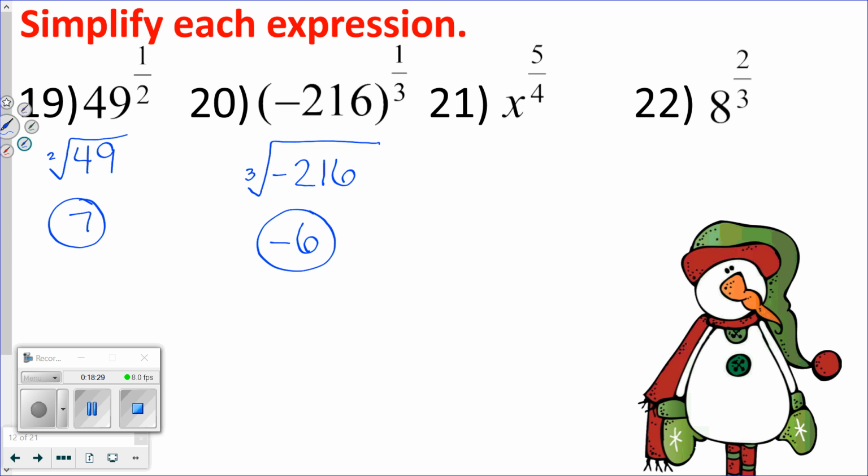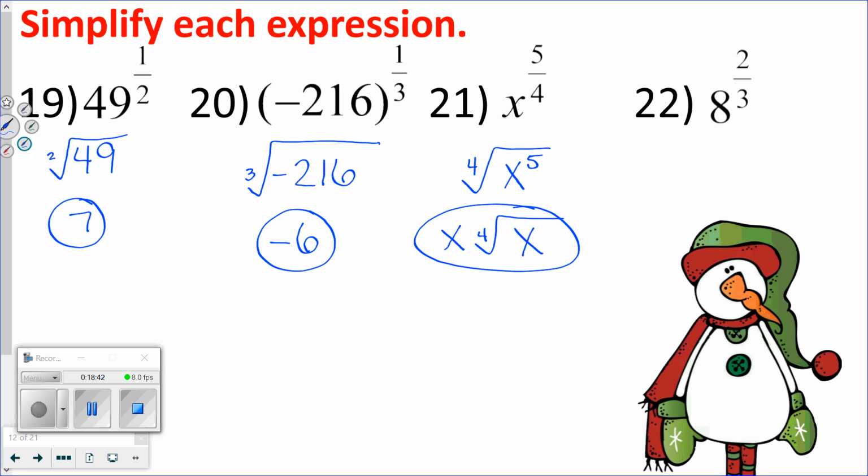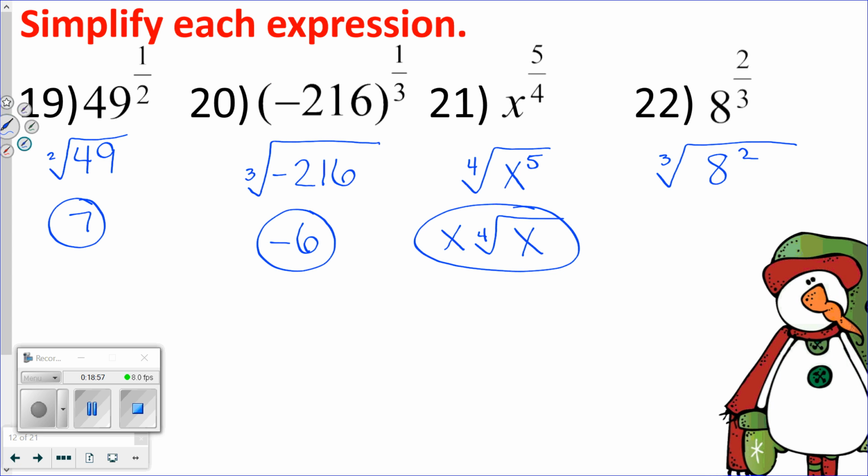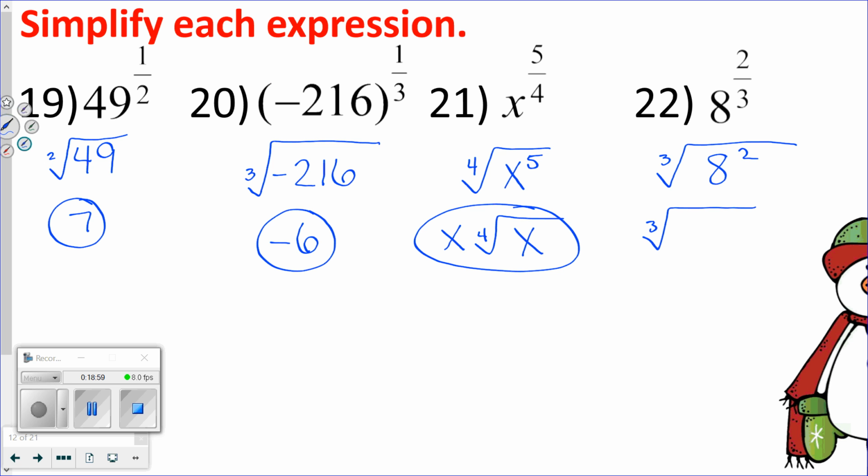All right, 21, how would that be as a radical? 4th root of x to the 5th. I can take 1x out, and you'd have how many left? Just 1 left. So x times the 4th root of x. I could take 1 group of 4 out, right? There'd be 1 left. Then 8 to the 2/3. 3rd root of 8 squared. What is 8 squared? Is that perfect? Yeah? It's 4.